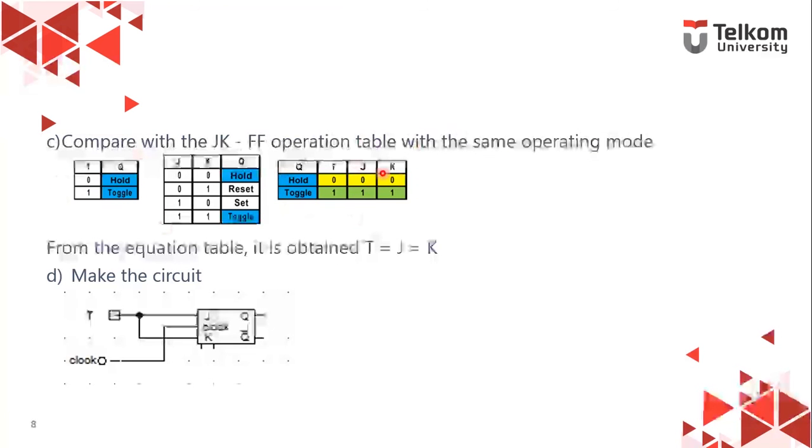After we have the equality table, it is obtained that T equals J equals K. After we know that T equals J equals K, we make the circuit. The circuit will be like this. When T has a 0 value, J and K will have a 0 value too, because J and K follow the same way as the T input.